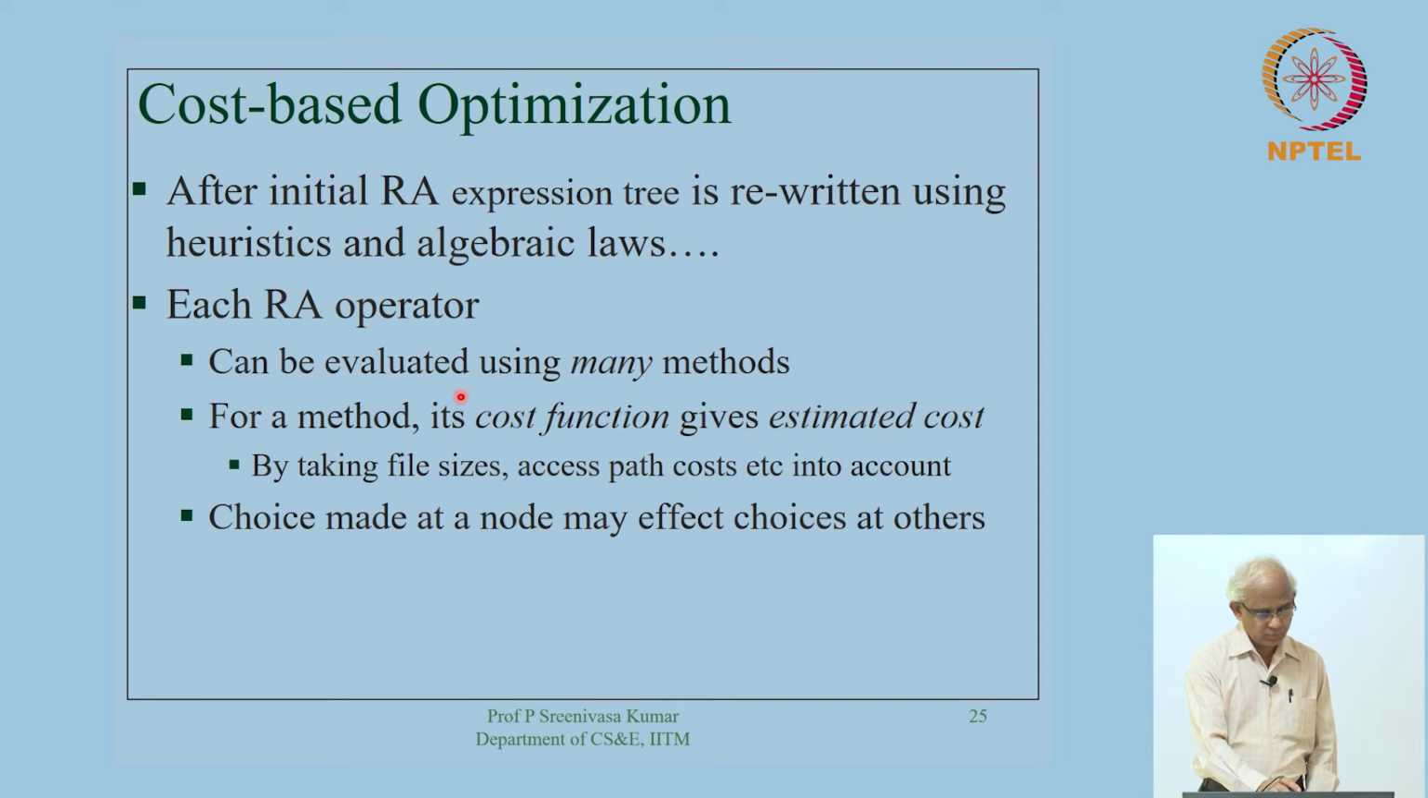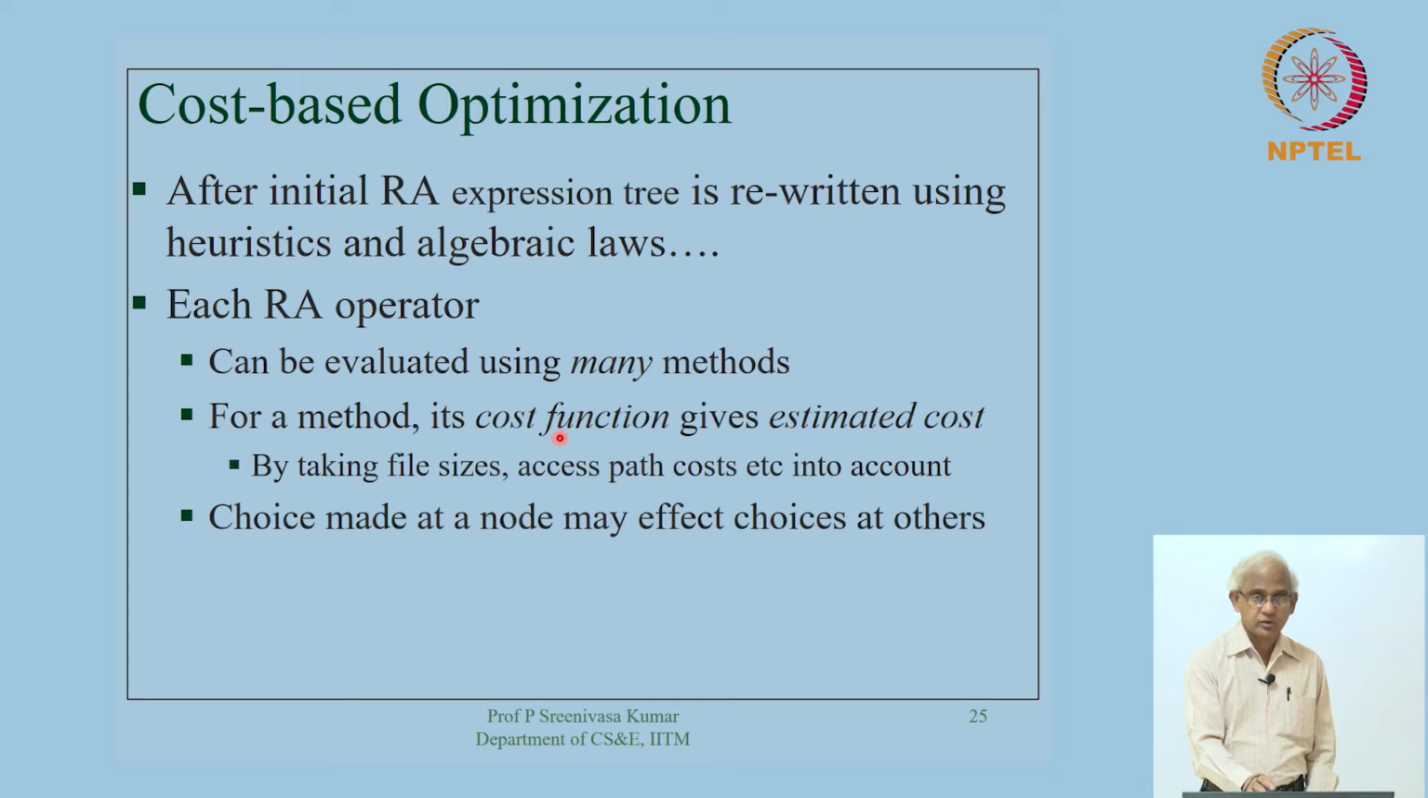Okay, so the issue here is that the relational algebra operator that is there in the middle of the tree somewhere can be evaluated using many methods. We have discussed several possibilities for doing joins and making use of indexes if they are available. There are so many possibilities there. So for each of these methods, we need to have some kind of an estimation of what is the cost we are going to incur if we use that method. So that is the cost function.